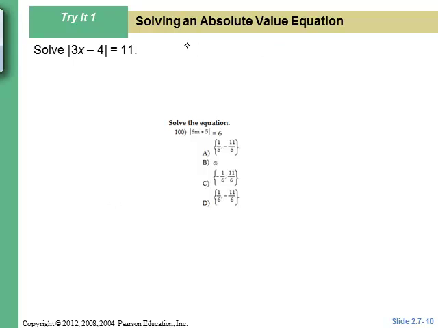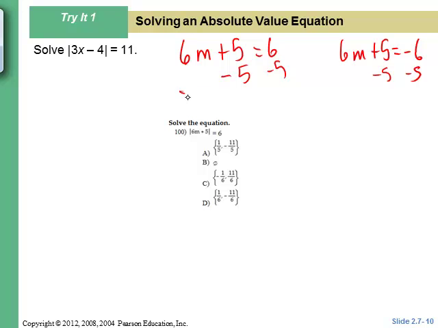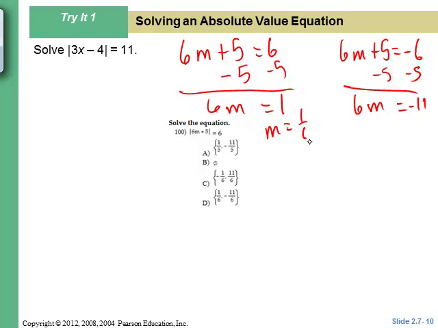So our two equations are 6m plus 5 equals 6, or 6m plus 5 equals negative 6. Subtract 5 from each side, and we get 6m equals 1, 6m equals negative 11, or m equals 1/6, m equals negative 11/6.